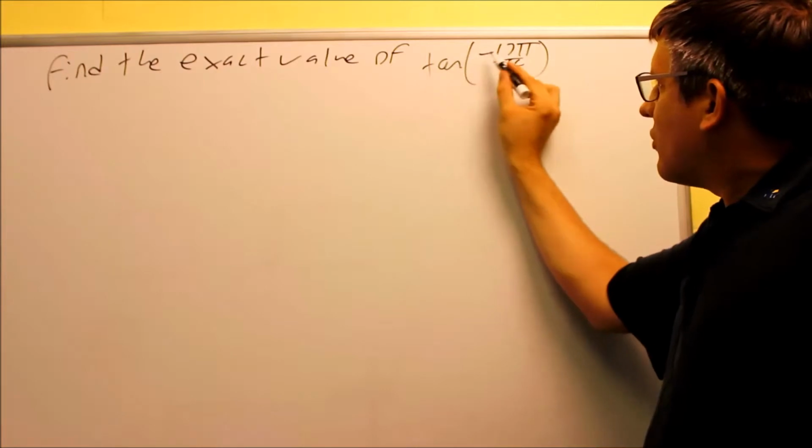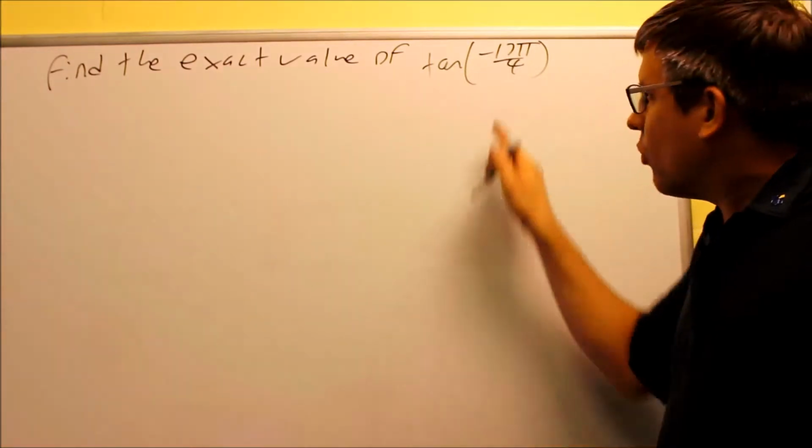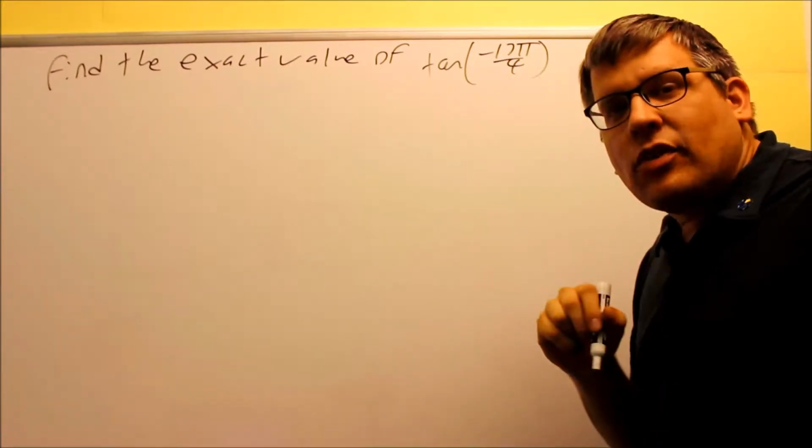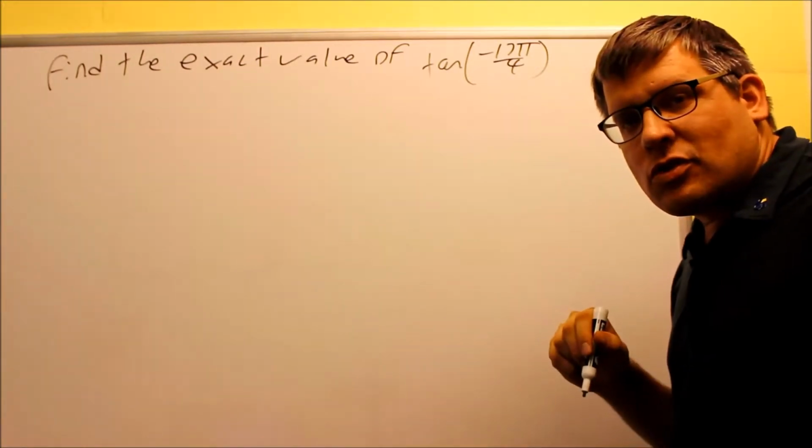First, we notice that I have tangent of a negative angle. Now I want to get rid of the negative angle here, so I'm going to use the even and odd properties that we talked about previously.